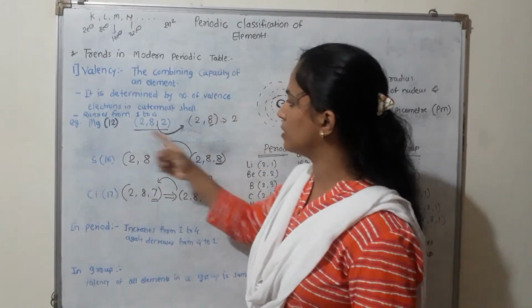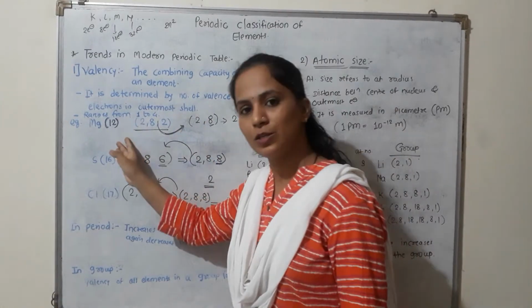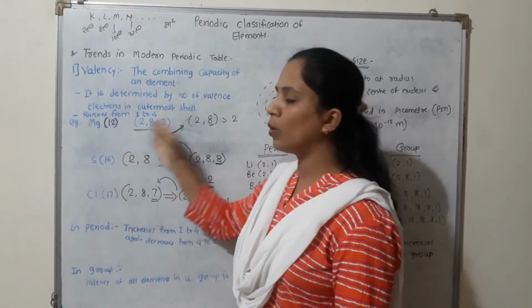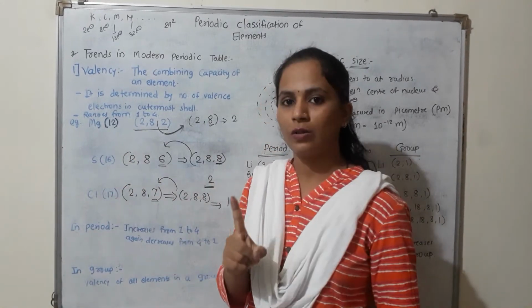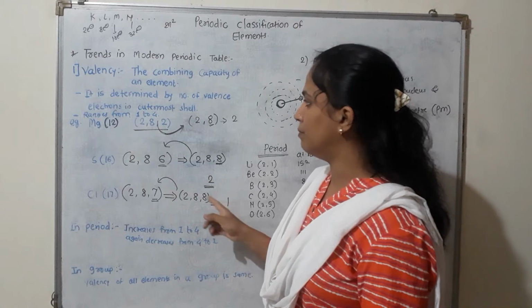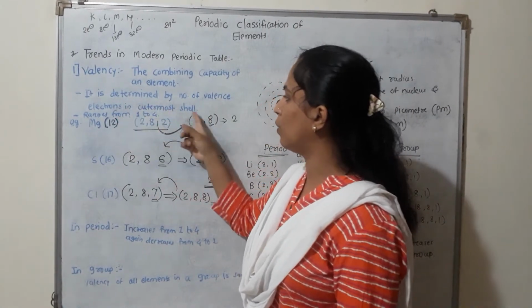So what happens in magnesium? Magnesium gives 2 electrons, so its valency is 2. Sulfur takes 2 electrons, so its valency is 2. Chlorine takes 1 electron. That's why its valency is 1. Means valency is determined by the number of valence electrons in the outermost shell.